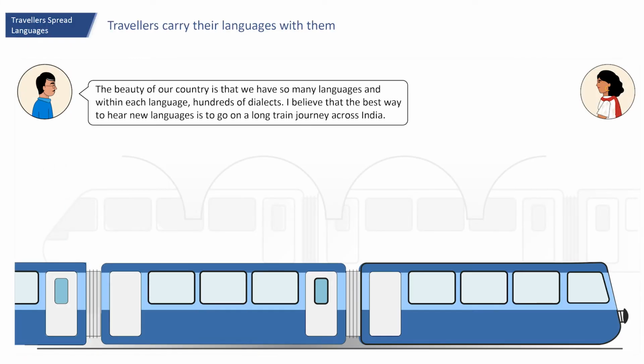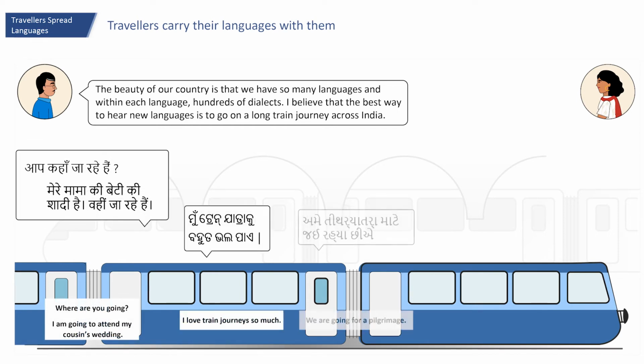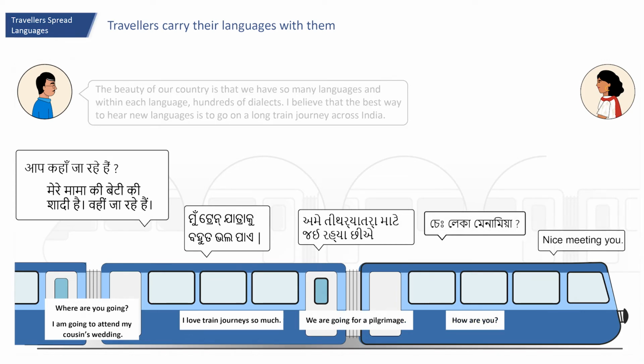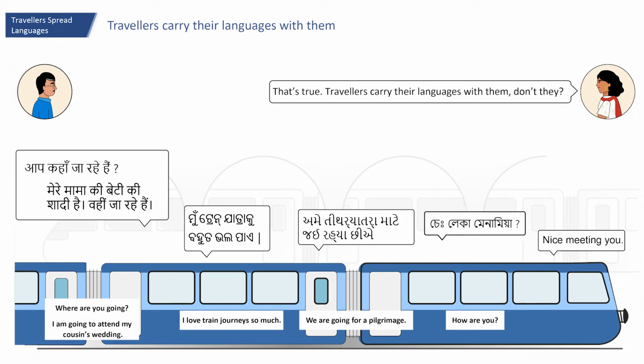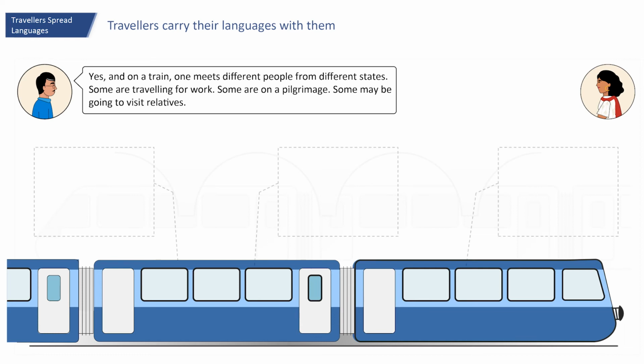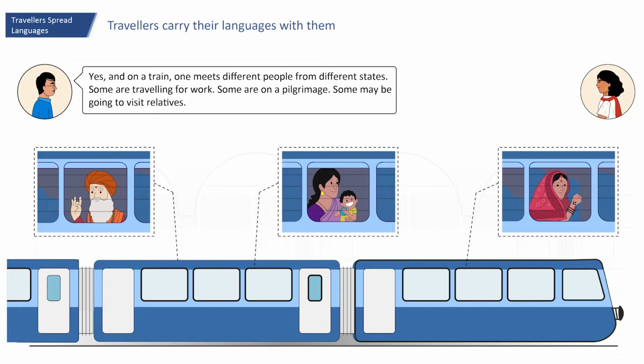The beauty of our country is that we have so many languages, and within each language, hundreds of dialects. I believe that the best way to hear new languages is to go on a long train journey across India. That's true. Travelers carry their languages with them, don't they? Yes. And on a train, one meets different people from different states. Some are traveling for work, some are on a pilgrimage, some may be going to visit relatives.